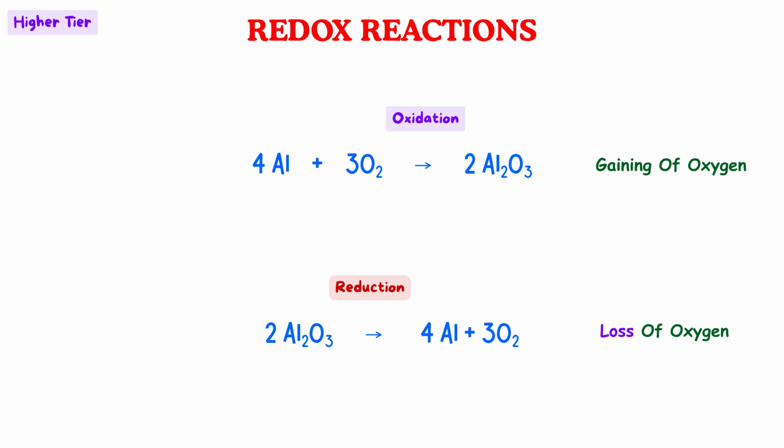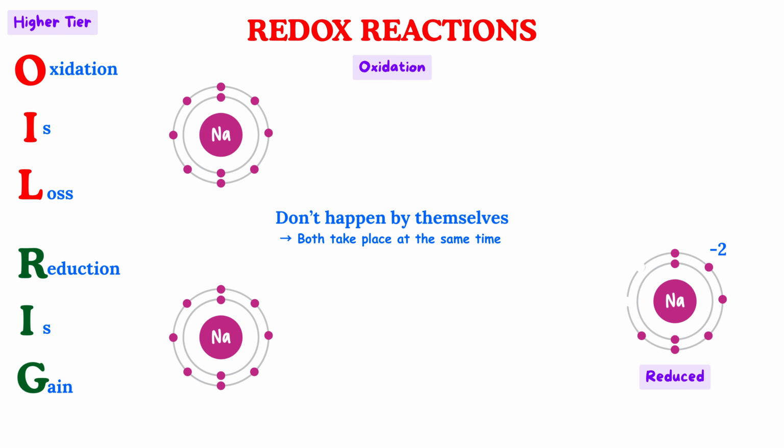However, oxidation and reduction can also refer to changes involving electrons. Oxidation is the loss of electrons, while reduction is the gain of electrons. To help remember this, we use the mnemonic OIL RIG, which stands for oxidation is loss and reduction is gain. This refers specifically to electrons. So, if a magnesium atom loses 2 electrons and becomes a magnesium ion with a 2+ charge, it has been oxidized. If that same ion later gains 2 electrons and returns to its neutral state, it has been reduced.